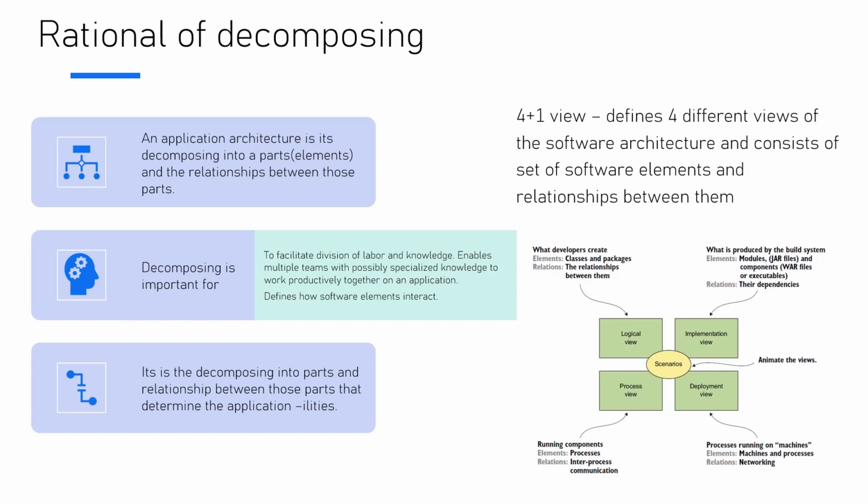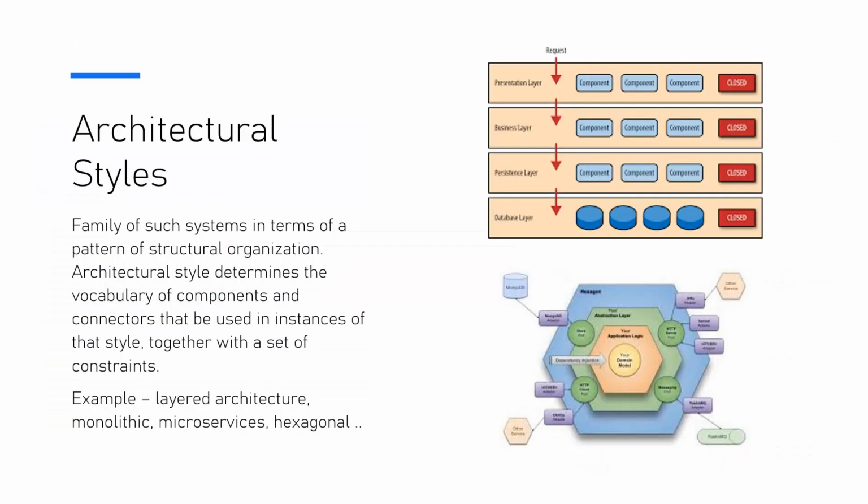Process view is more in terms of running components. How does the system really run all of it together? What's the interprocess communication? So basically, elements are processes, and the relation here is the interprocess communication. So that's where the whole distributed architecture and design comes into play. Eventually, you have the deployment view, which covers processes running on a machine, and machines and processes and their relationships from a networking standpoint. So this is an ancient, age-old view which we study as part of software engineering principles and practices.